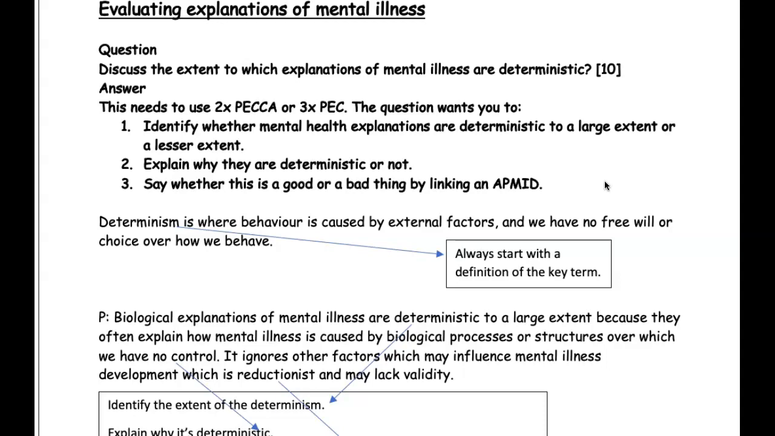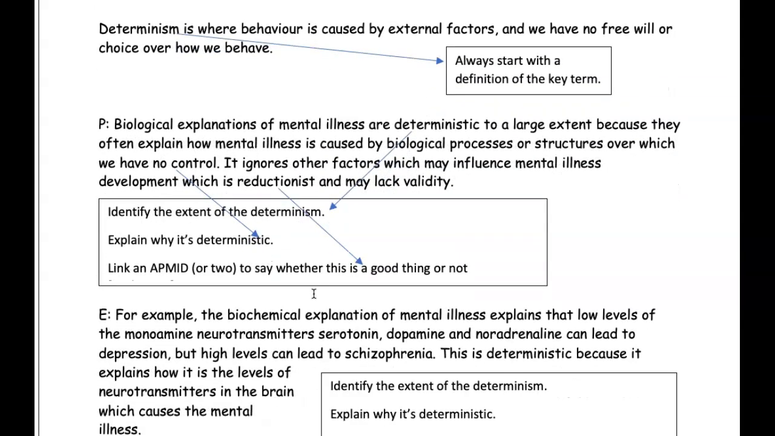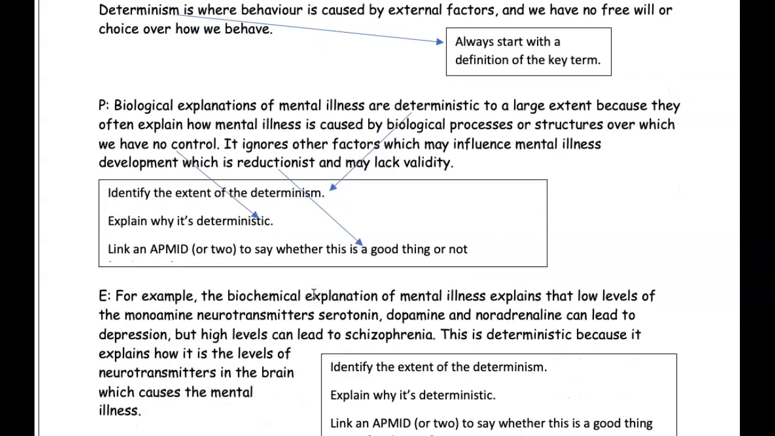So I've split this up a little bit for you. We always start off by talking about what the key term in this particular case is actually about. So for determinism, we just give a quick definition of it there. That should be pretty straightforward. It's going to be worth a mark, I should imagine. Let's go on to the point then. We're going to start off with biological explanations. It's asked you about mental health explanations, and one of the mental health explanations is biological, the medical model. Whichever way you want to talk about it, it amounts to the same thing.